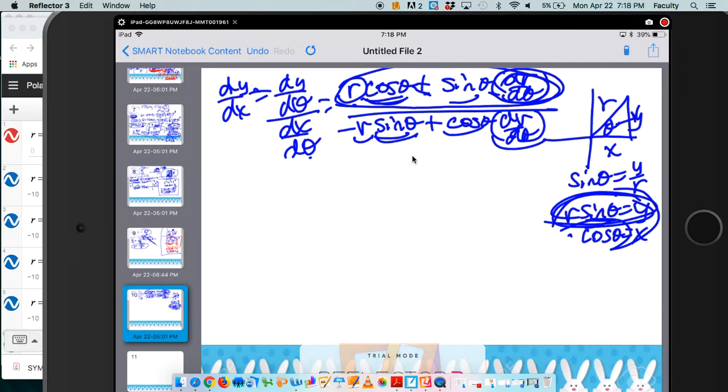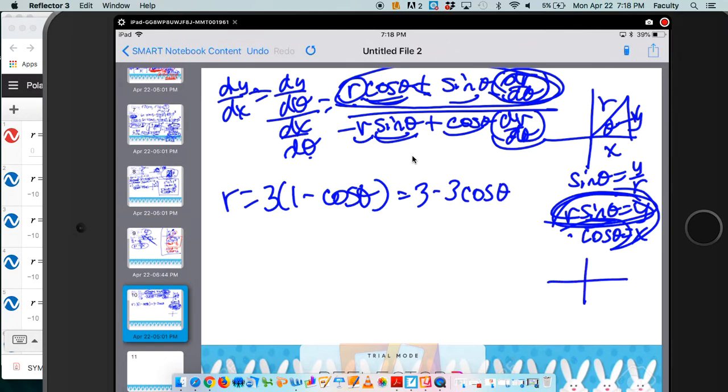Alright, so for number 8, we have r equals 3 times 1 minus cosine theta, which gives me 3 minus 3 cosine theta. If you wanted to know what it looked like, since the 3's are the same, it would be a cardioid, and the negative is going to pull it along the x-axis. It would look sort of like this if you type it into your calculator. A cardioid is if these are exactly the same number. And we're doing the equation of the tangent line at theta equals pi over 2. So you ought to get something like this.